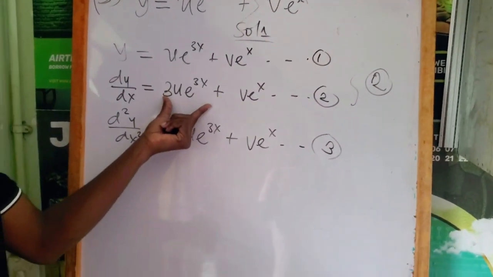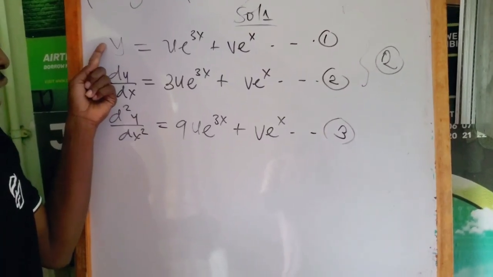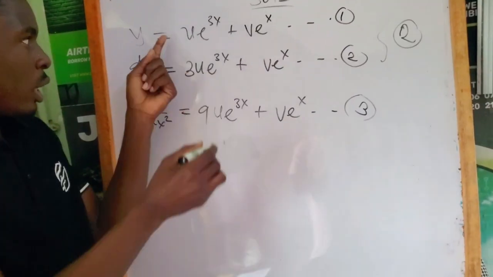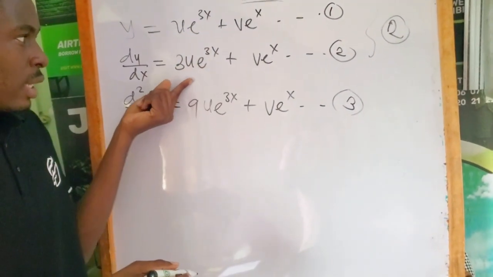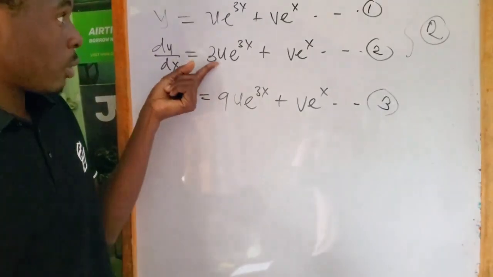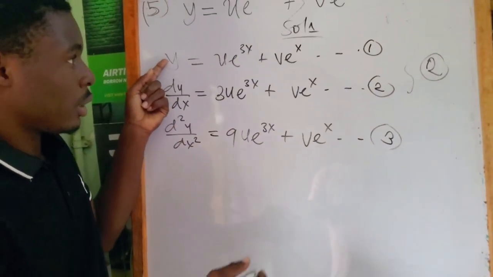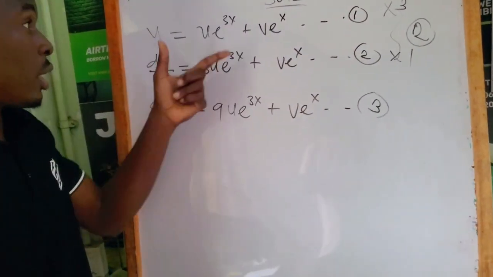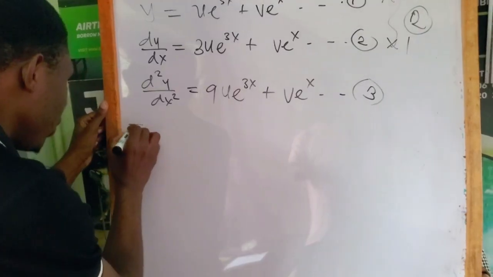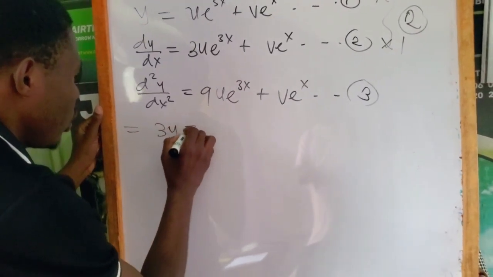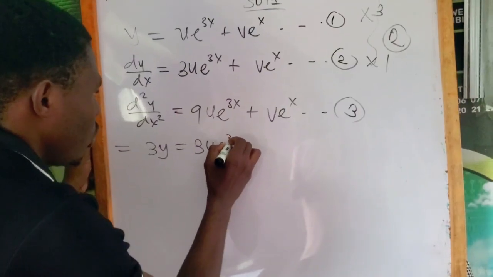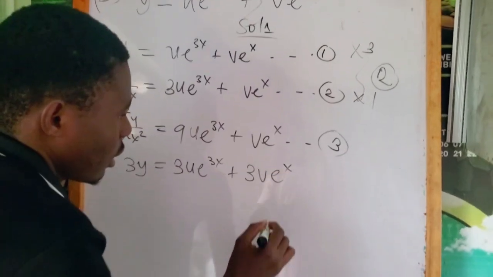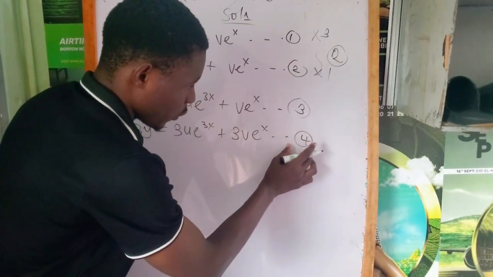From 1, if I multiply equation 1 by 3, it will eliminate this term, because I will get 3u e to the 3x, negating this, which will take care of this term. So let us do that. I'll multiply this by 3, and I'll multiply the other by 1. I'm solving them simultaneously. Doing that, I get 3y is equal to 3u e to the 3x plus 3v e to the x. We'll call this equation 4.